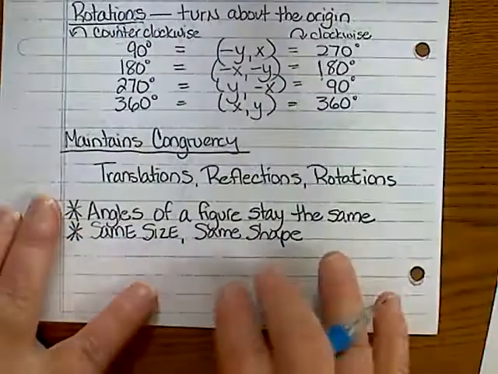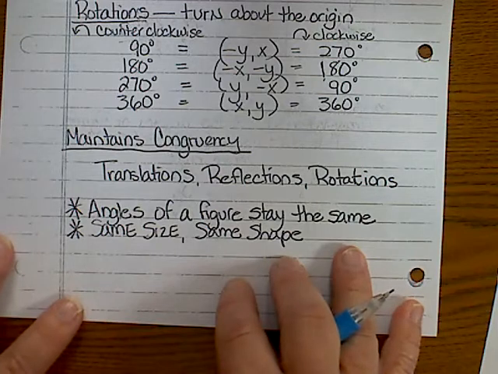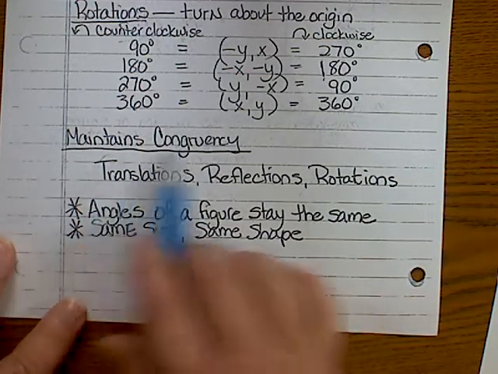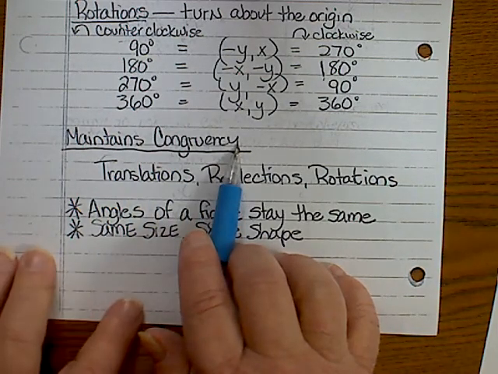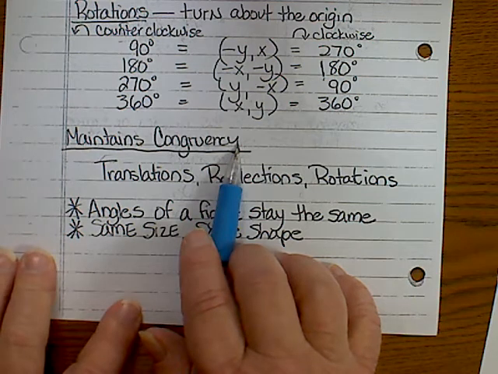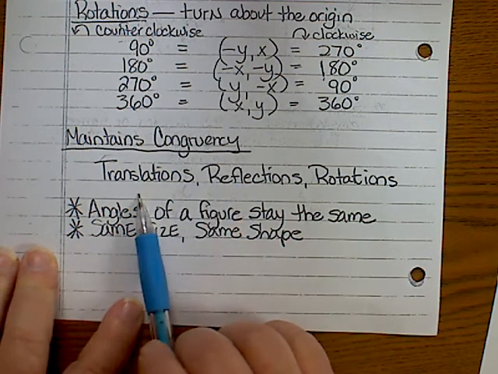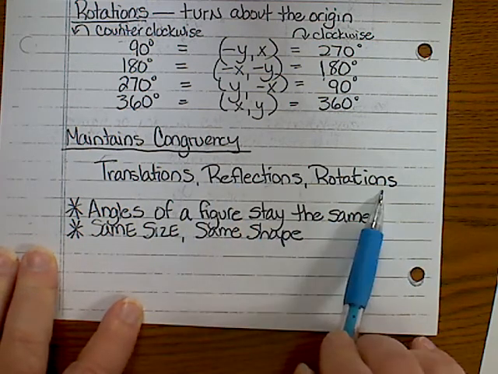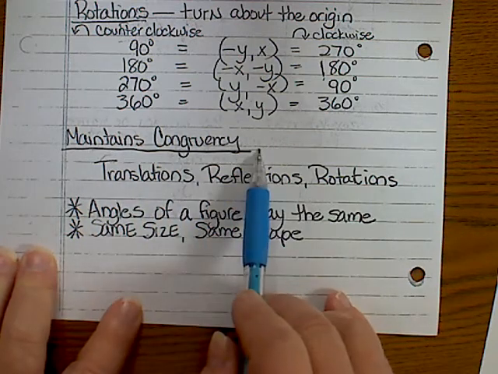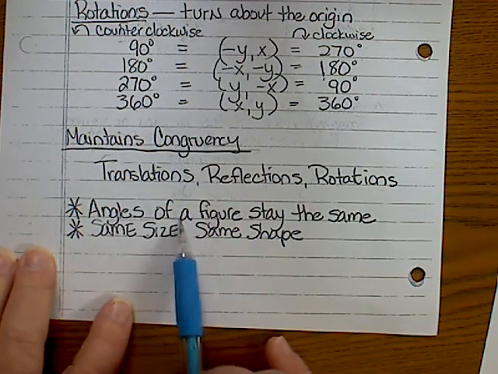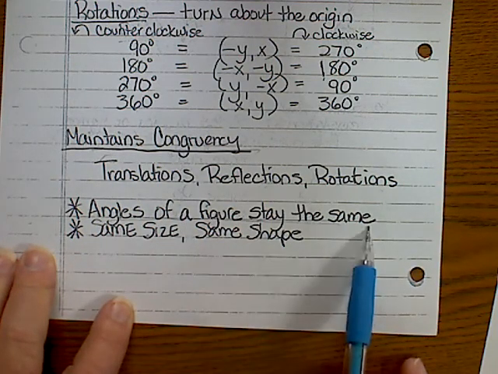The other thing that we need to remind ourselves is that transformations maintain congruency. So congruency is same size, same shape. Translations, reflections, and rotations always maintain congruency. The angle measures of a figure stay the same.